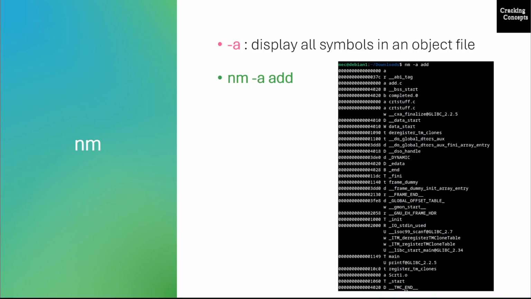Next option is -a, which will display all symbols in an object file, including those typically used only by debuggers. The command is nm -a add. This is the sample output. The fields will be the same.